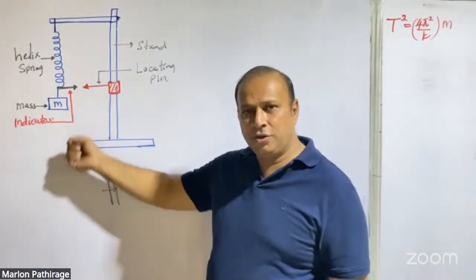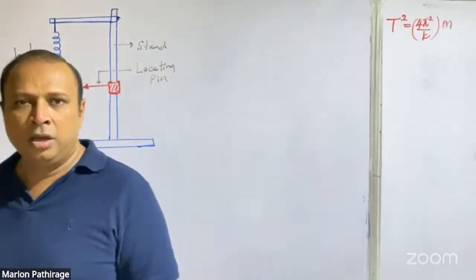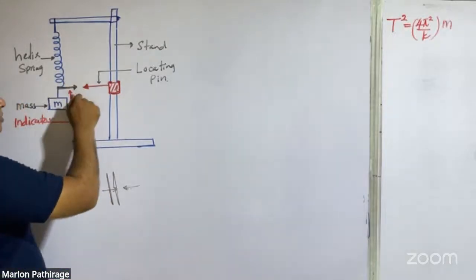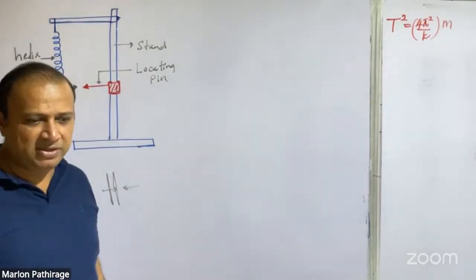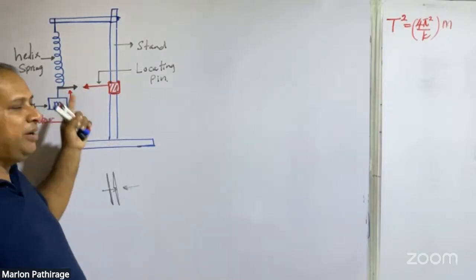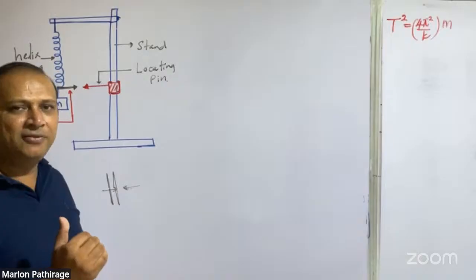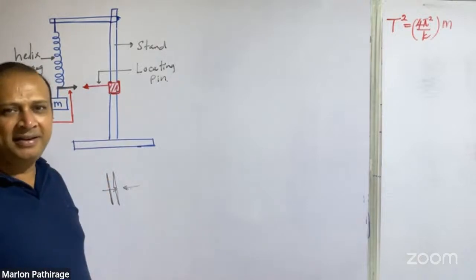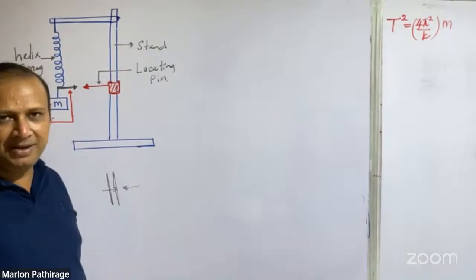So once you pull this mass in the downward direction and release it, then you need to count the number of oscillations. When you are counting oscillations, you can use the locating pin and the indicator. Once the full circle is completed, you can count it as 1. Then second count, third count. Likewise, we can count the number of oscillations.